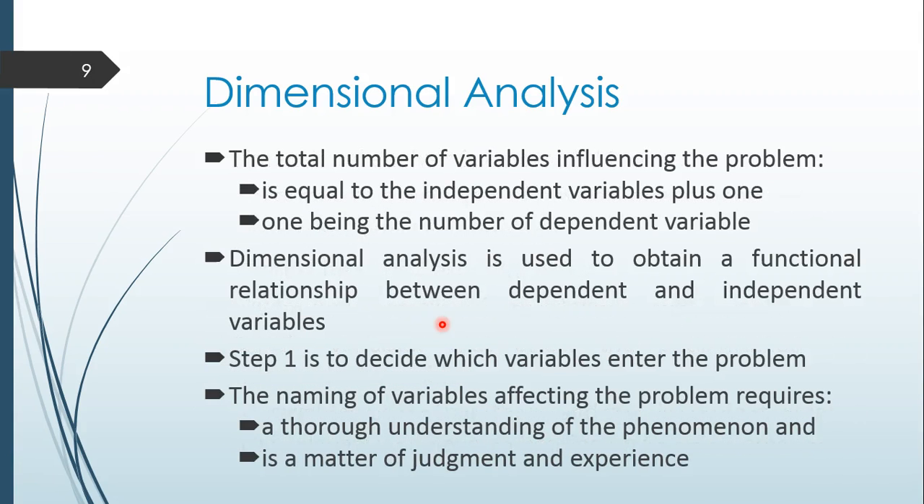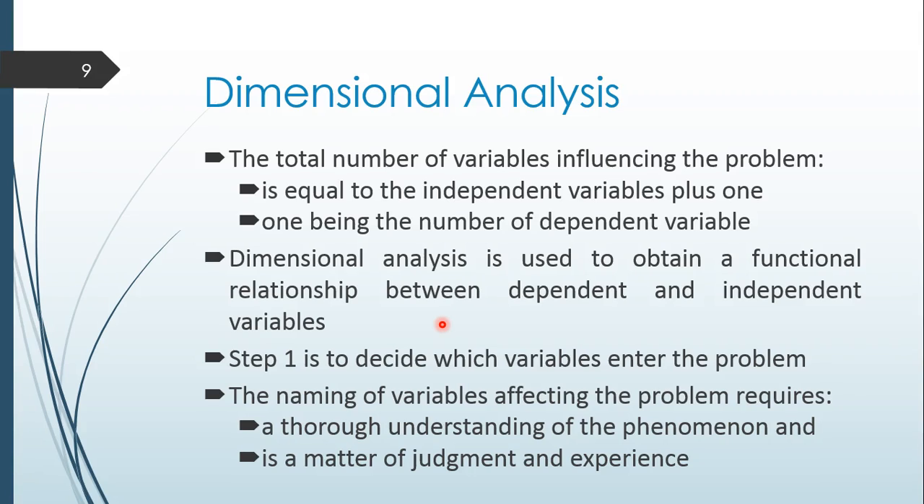Like I just said, the total number of variables influencing the phenomena, influencing the problem, is equal to the independent variables plus 1. The plus 1 variable being the dependent variable. Dimensional analysis is generally used to obtain a functional relationship between dependent and independent variables.